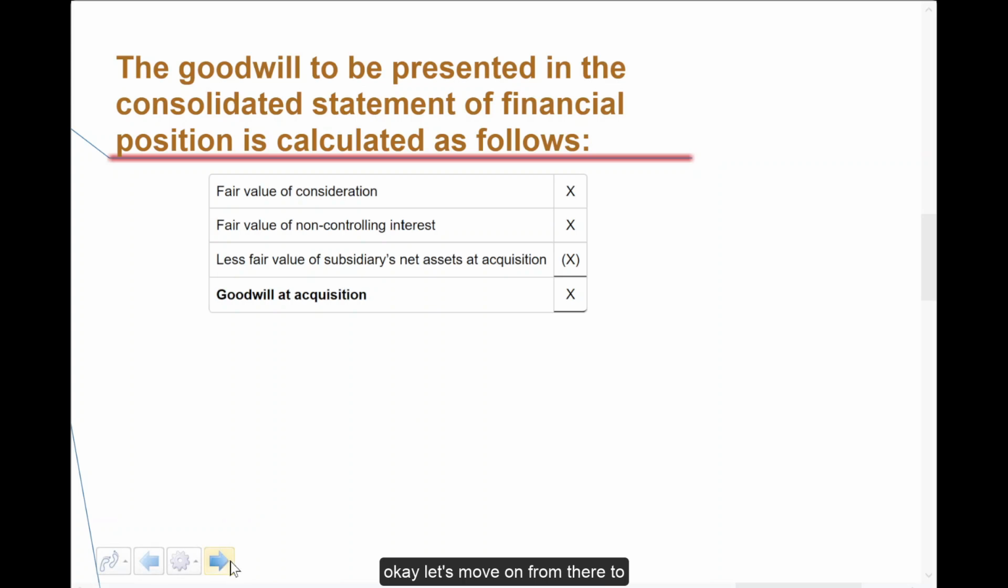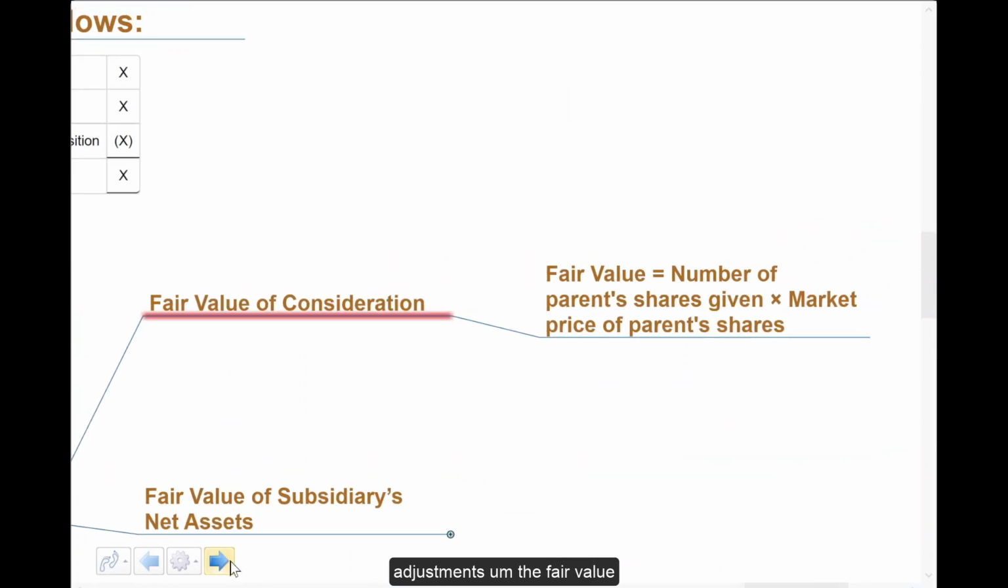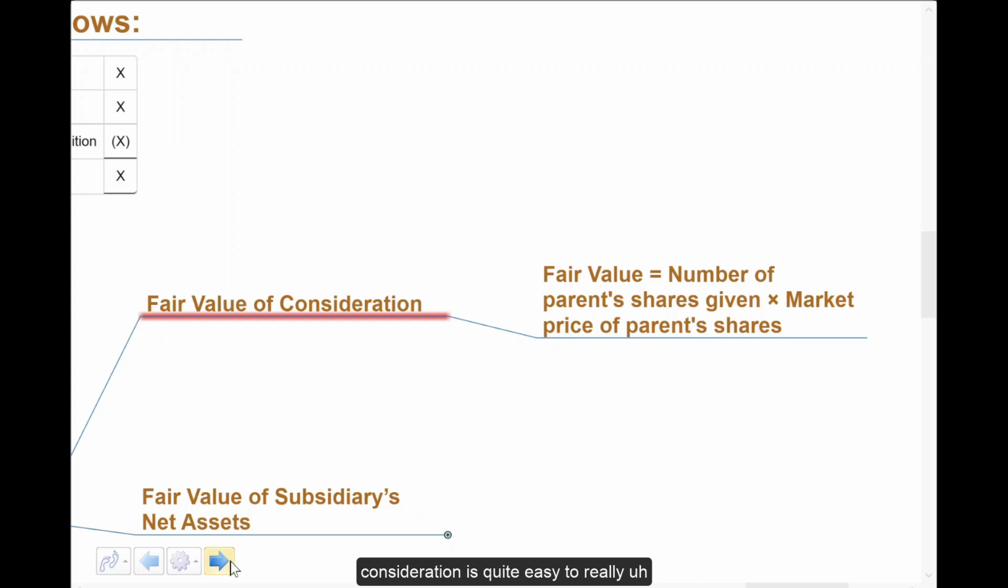Okay? Let's move on from there to adjustments. The fair value consideration is quite easy to decipher in the accounts and indeed in the OT questions. We're really saying, what did you pay? What was the consideration as a parent that you gave to the existing, let's say, 80% shareholders for your share? Well, how would I figure that out? It's certainly the number of parent shares given times the market price of the parent shares. We're assuming, obviously, in this case, there's a value attached to the market price given in the question. So there's the consideration, or the amount of money, cash if you will, given in terms of consideration.